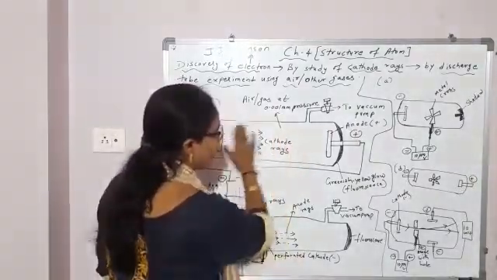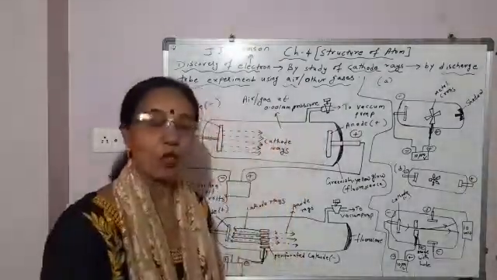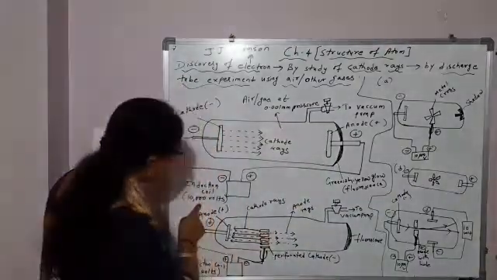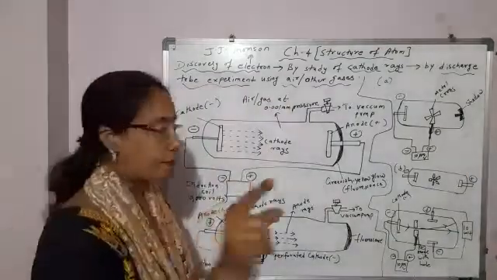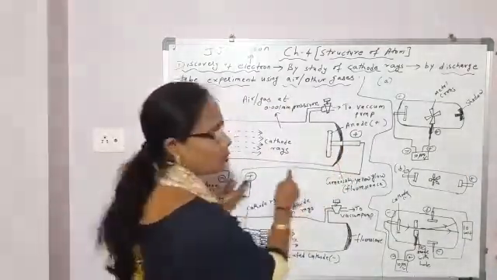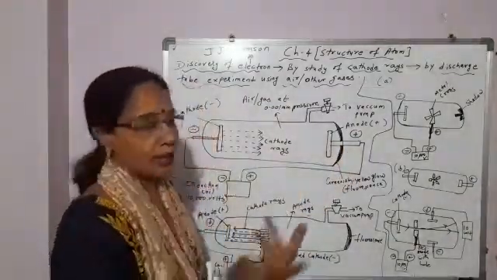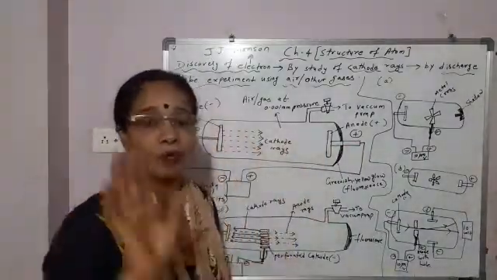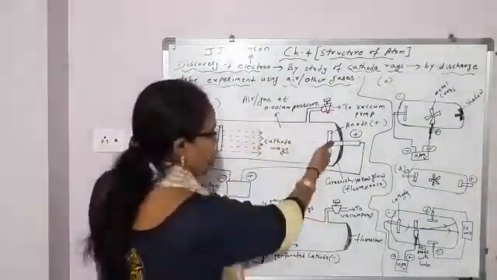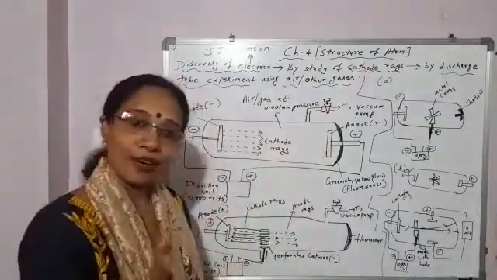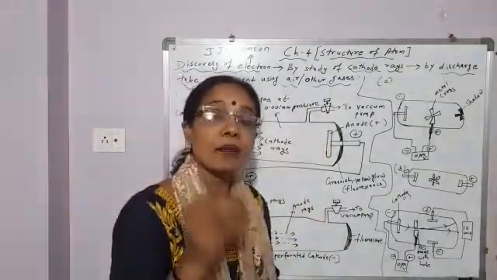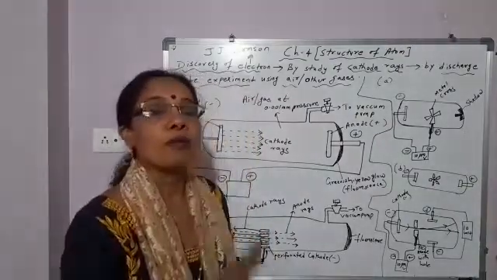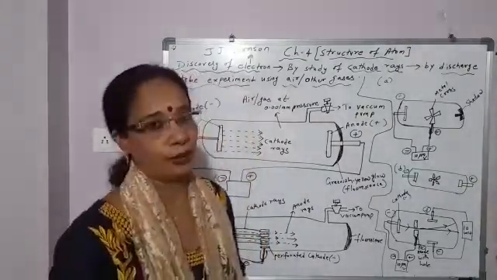First, air or some other gas is taken in the discharge tube at normal atmospheric pressure, and a high voltage of 10,000 volts is applied across the electrodes. So what do we find? No current flows through the air between the electrodes at normal atmospheric pressure, because air or other gases are poor conductors of electricity at normal atmospheric pressure.